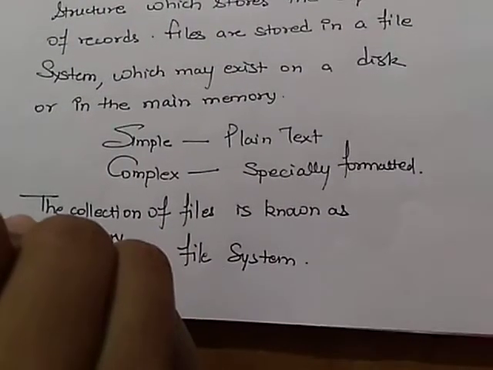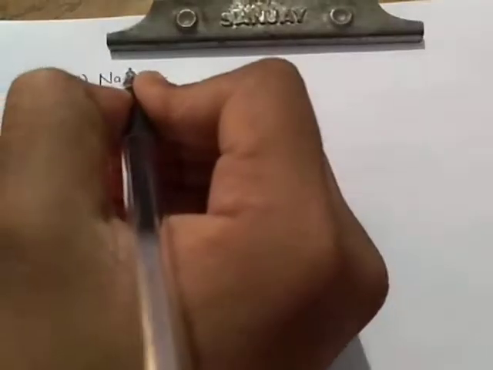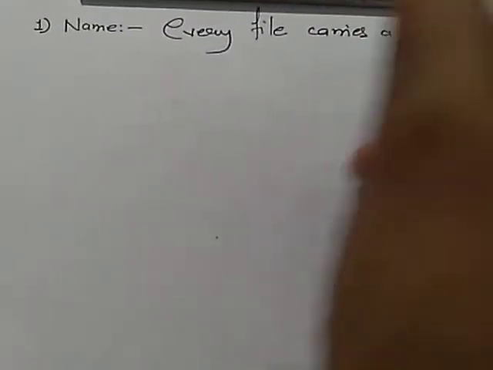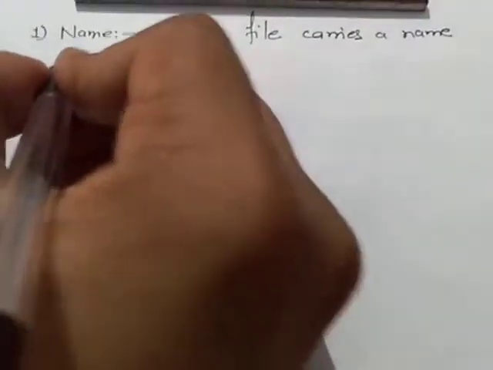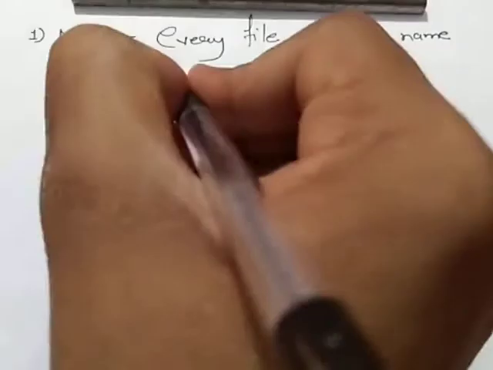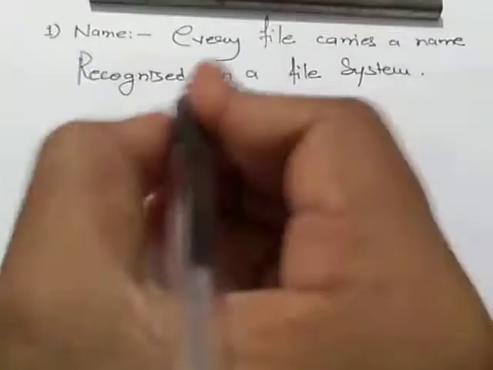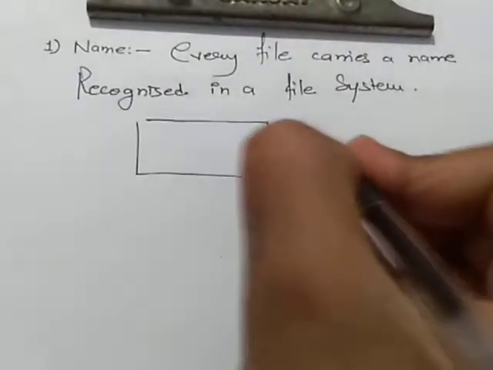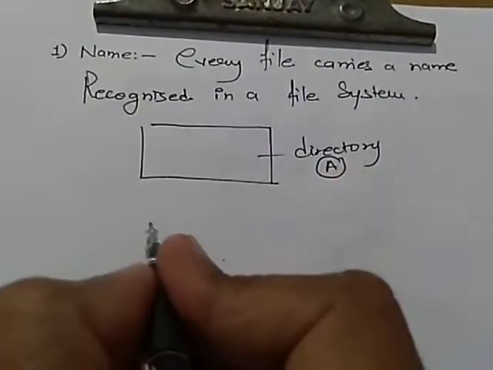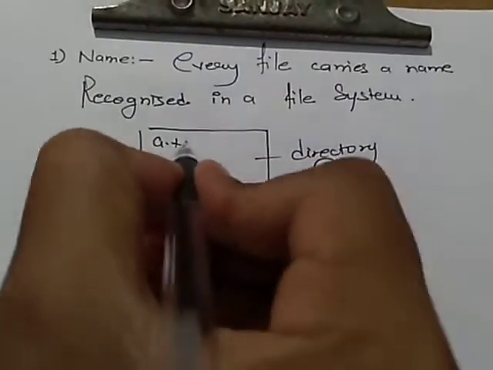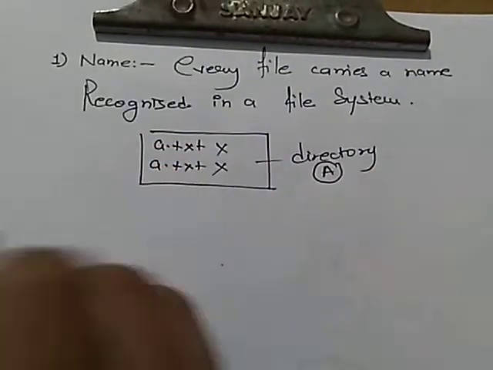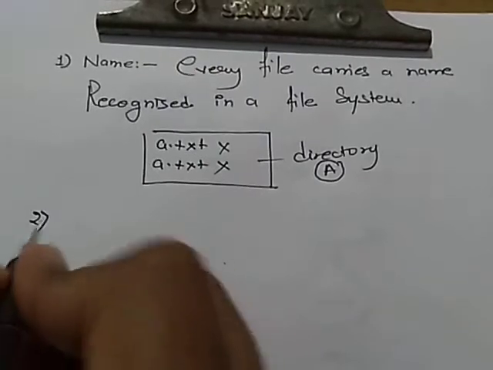Now, the file has various attributes. The first attribute is name. Every file carries a name by which the file is recognized in a file system. If we have one directory, for example directory A, it cannot consist of two files having the same name. It means a directory must contain a unique file name.